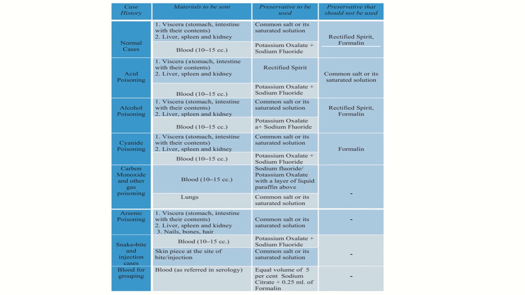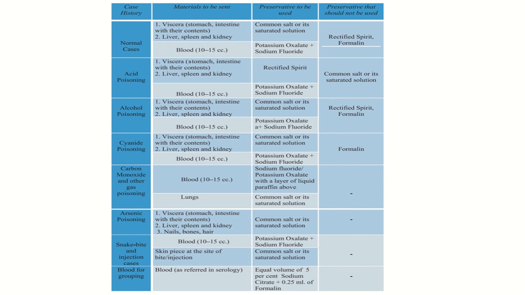In acid poisoning, viscera, liver, spleen, and kidney are preserved in rectified spirit, and blood is preserved in potassium oxalate and sodium fluoride. Common salt or its saturated solution is avoided because the chloride present in the common salt will interfere with the chloride ion identification present in the HCl, hydrochloric acid.